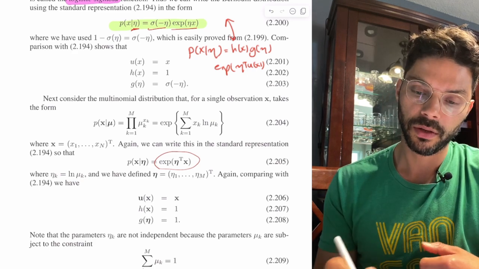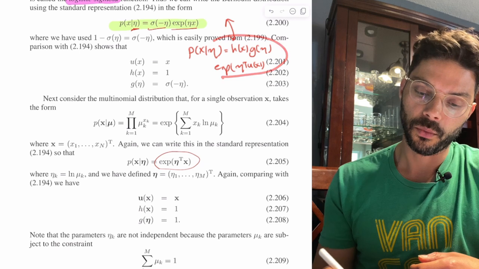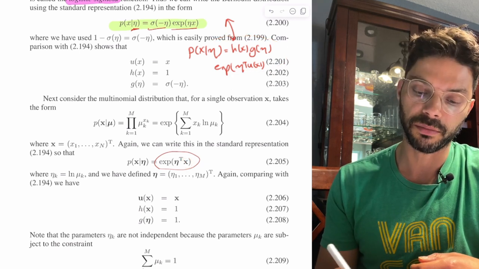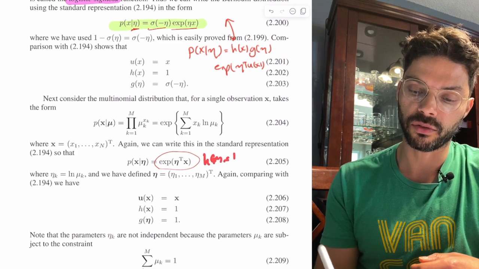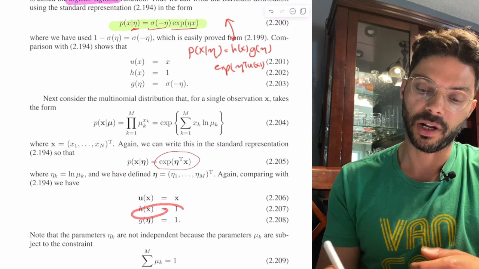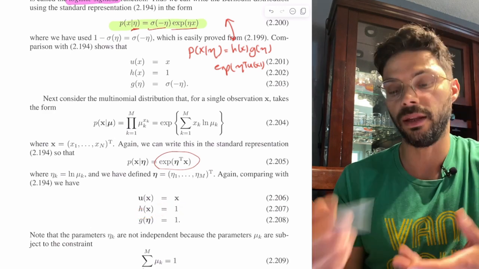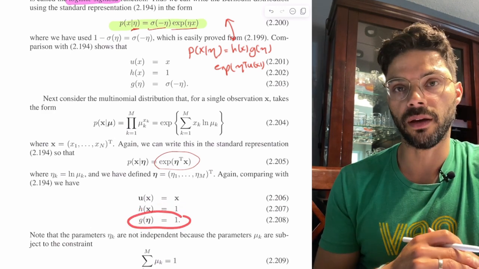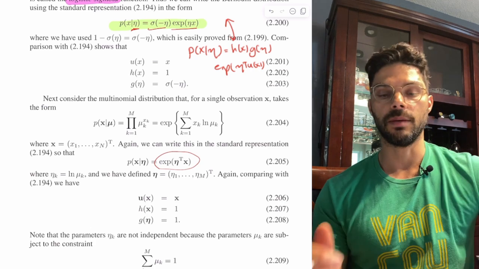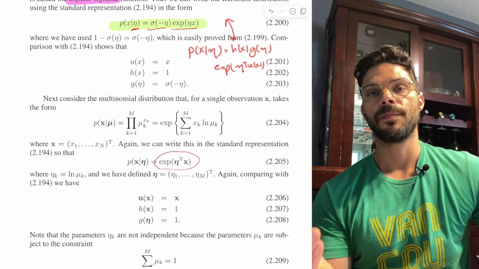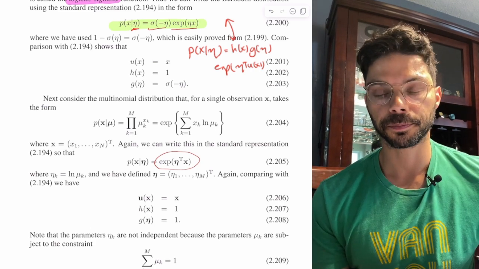So again, comparing with 2.194, which is this thing, we see that x is showing up by itself, so u of x is just x. H of x out here is just 1. But also there's no additional term for the eta term, so g of eta is also 1. So that's one representation of the multinomial distribution, showing that it is indeed in that family.